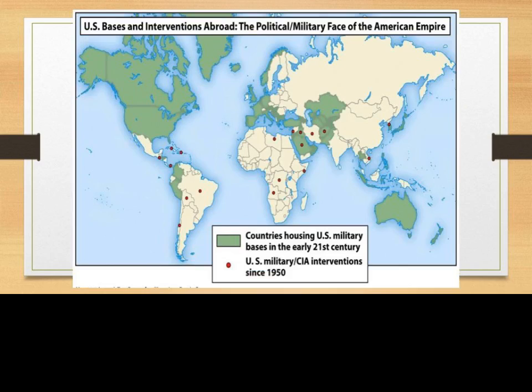Okay, U.S. bases and interventions abroad, the military face of the American empire. So these in green are countries that house U.S. military bases as of the early 21st century. And you can see there are a lot around the world. And since 1950, we see the U.S. military and CIA interventions with all these little red spots right here. Right? That's a significant number.